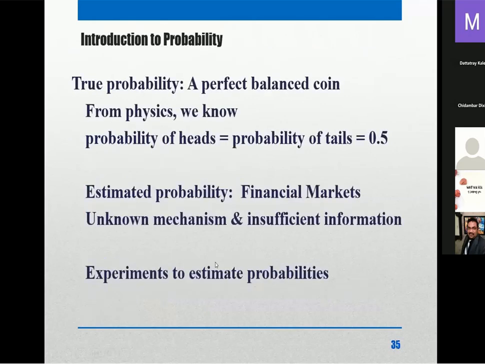Maybe is a probability. True probability is, for example, a perfectly balanced coin. I can give you an example from physics: probability of head and probability of tail. If we throw a coin in the air, that is a half, 0.5. Estimated probability applies in, for example, the financial market, with unknown mechanism, insufficient information, and experience.